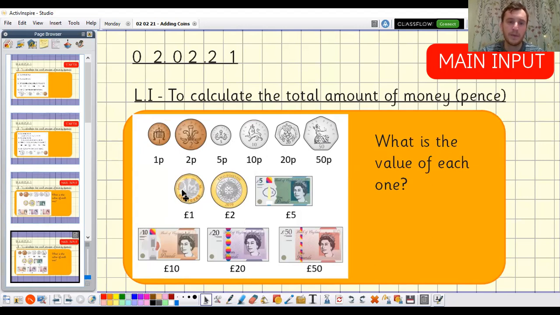Then we have £1 and £2 coins, which are silver in the middle with sort of a gold colour around the outsides. And again, the £1 is smaller than the £2. And we have a £5 note, a £10 note, a £20 note, and a £50 note. And we can see that from the value on each note. And well done if you managed to recognise all of those different denominations.